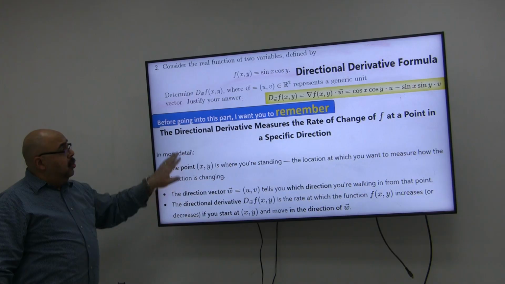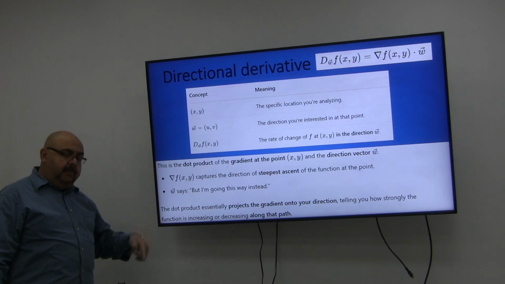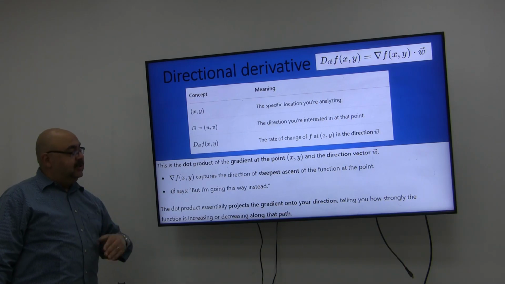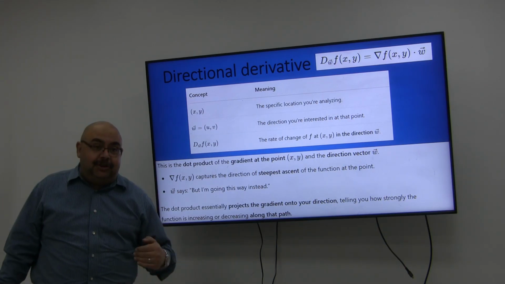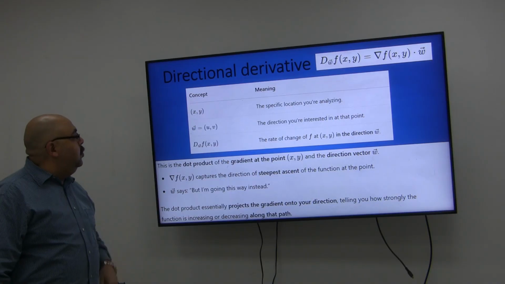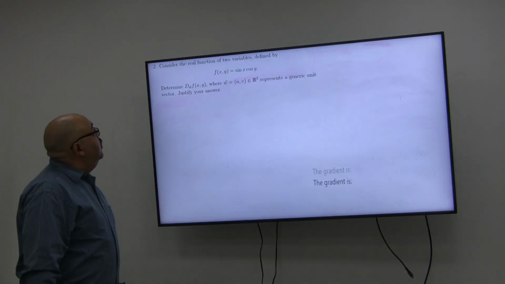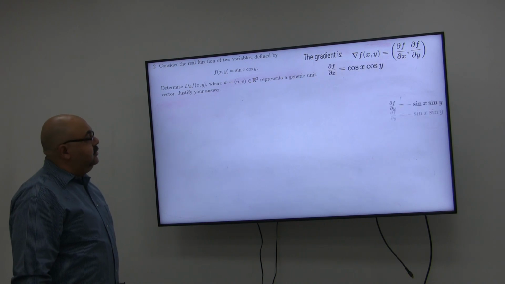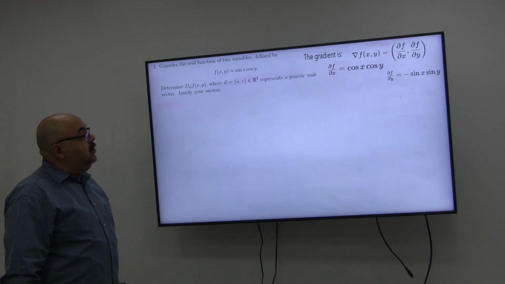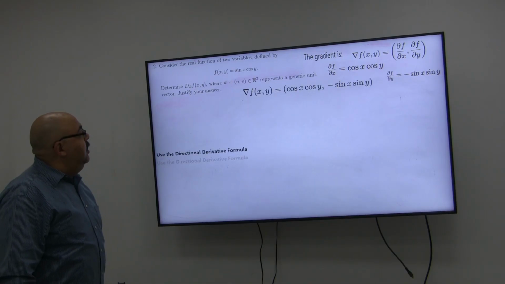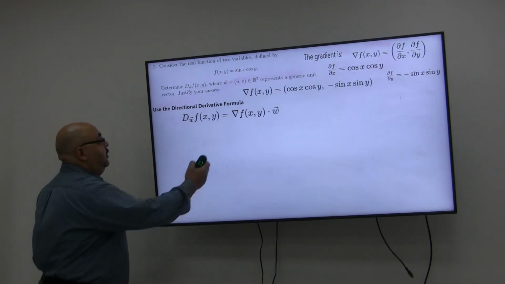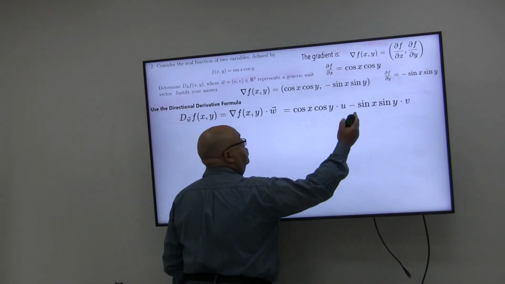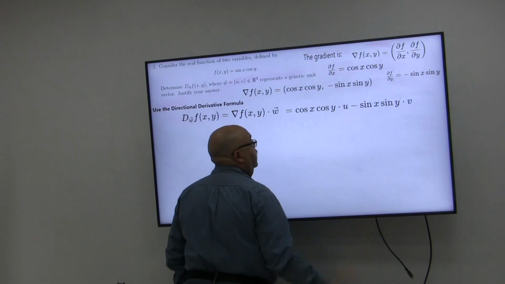All of this is just to make you remember the directional derivative, because previously this was solved in another lecture, okay? So that's just a quick reminder for you. So once more, if I want to solve, all I have to do is get the gradient vector: cosine x, cosine y, minus sine x, sine y. Then I will multiply by the vector w, which is u and v. That will leave you with cosine x, cosine y times u, minus sine x, sine y times v.